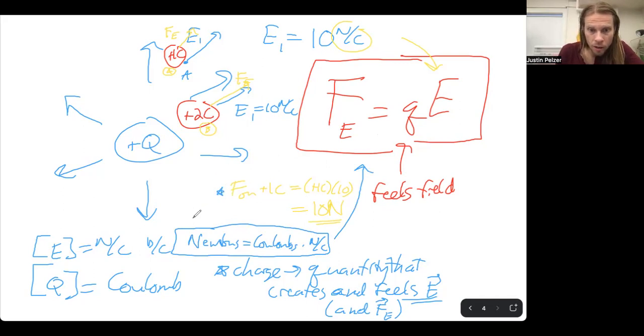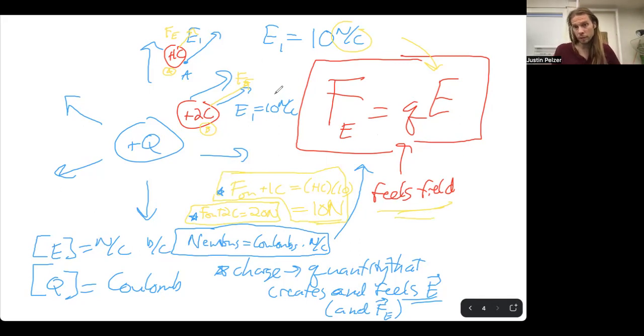The force on, let's see if I can squeeze it in here. Force on positive 2 coulombs will be, of course, 2 times 10, which is 20 newtons. So you can see that the bigger the charge that's feeling the field, the bigger the force.